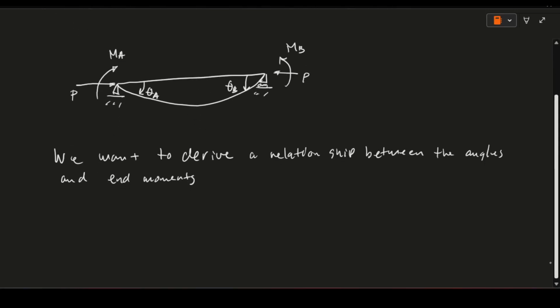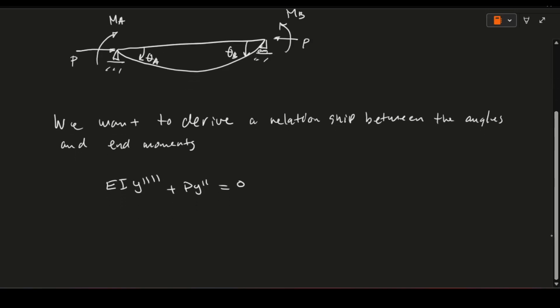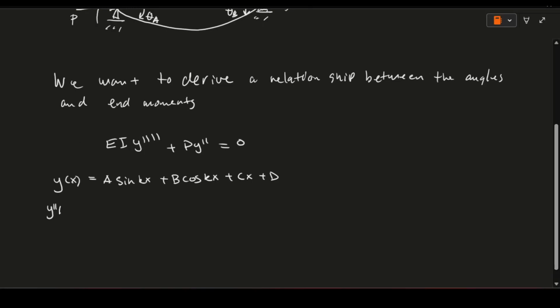Okay. We know that we have a governing equation looking like this: EI y prime prime prime prime plus P y prime prime is equal to 0. And we know that the general solution for this problem is y of x is equal to A sine kx plus B cosine kx plus Cx plus D. And we know that the double derivative is equal to minus A k squared sine kx minus B k squared cosine kx.